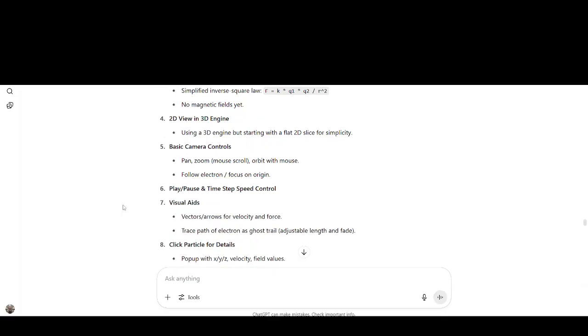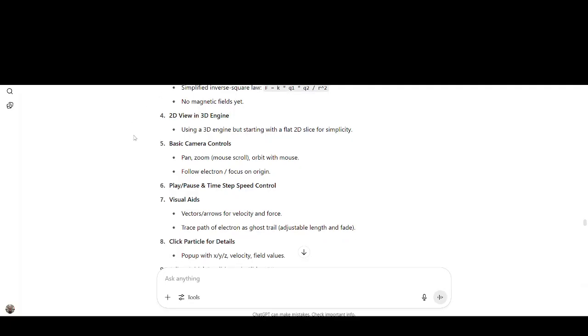2D view in 3D engine, using a 3D engine but starting with a flat 2D slice for simplicity. Oh, okay, I guess if you have K not exist, then that would change the dynamic because R is dependent upon Q. Well, no, because in the equation they're just sitting there; they're not moving around. That's interesting.